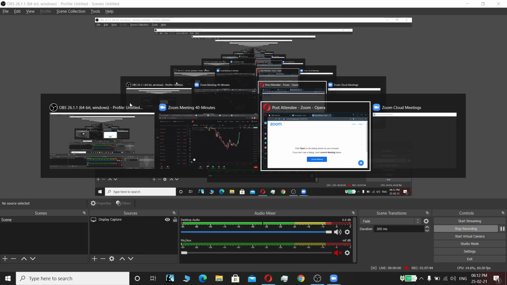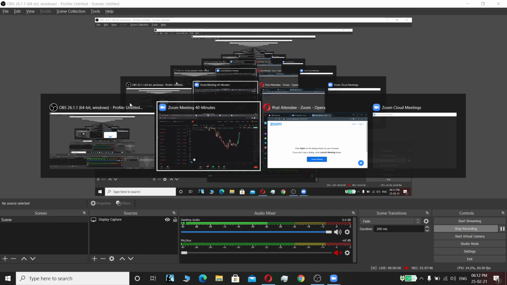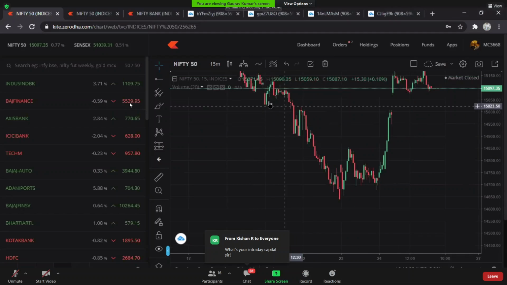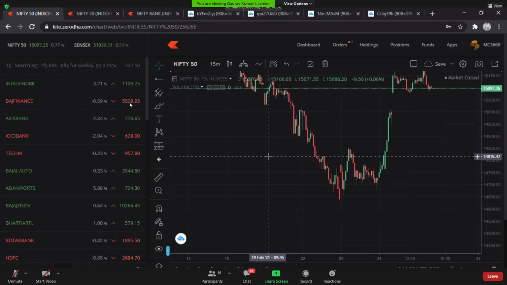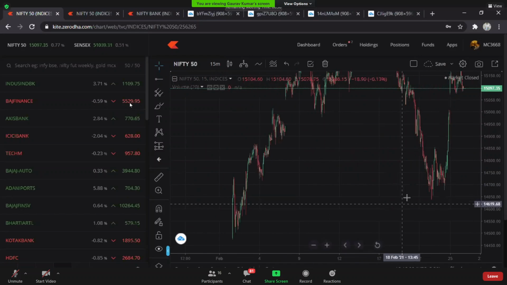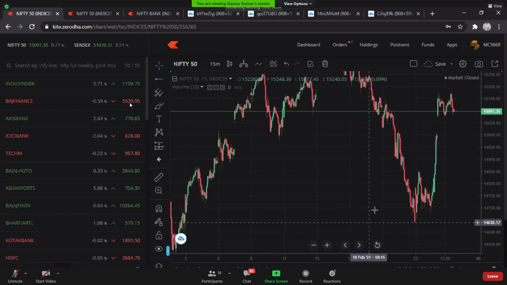Should we prefer Nifty chart or Nifty future chart? Nifty chart, of course. Once I'm trading in index, I have got all three charts open in front of me: Nifty, Nifty futures, and the index, meaning whatever strike price I'm trading with. All three are open.